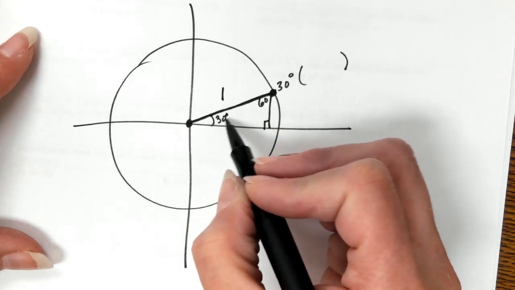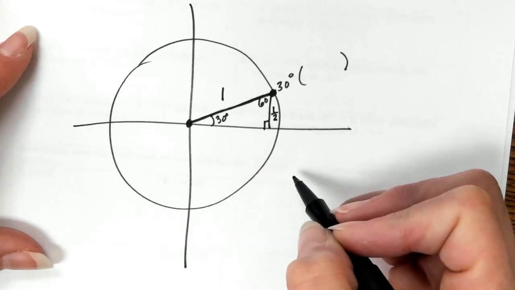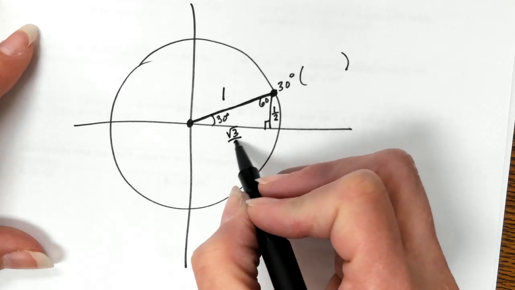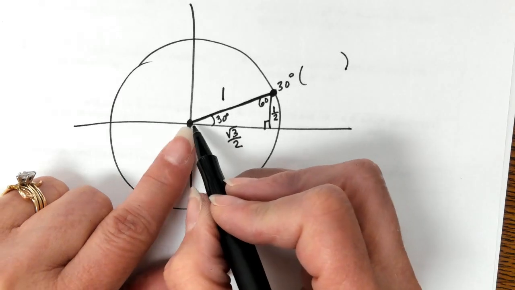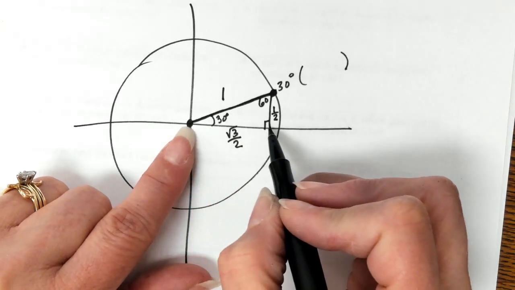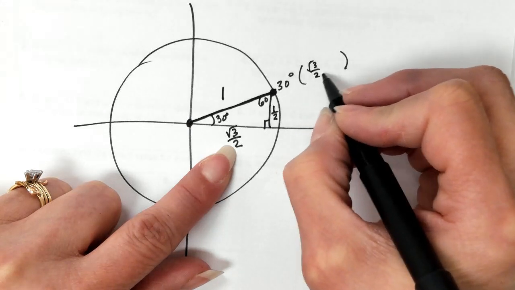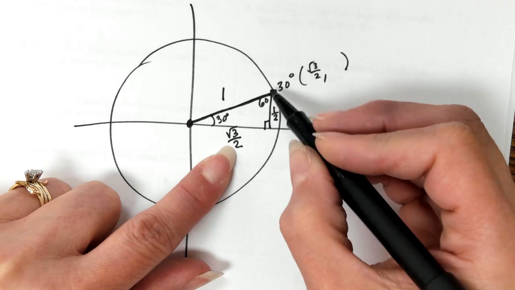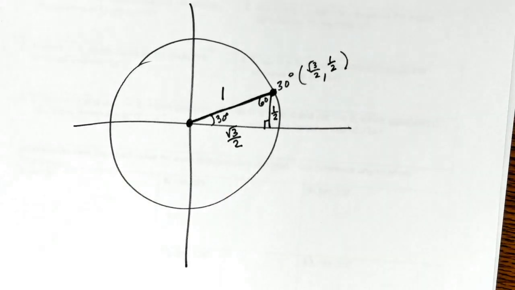So our short leg would be the 1/2. It's half the size. And the long leg is the radical 3/2. So if we're plotting this point, we moved out the x-axis only a distance of radical 3/2. We went up the y-axis 1/2. And that is our answer for the 30.